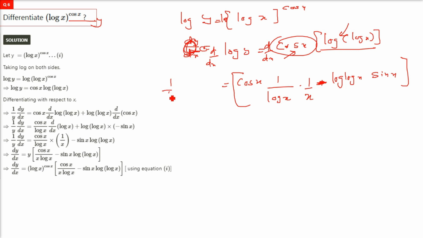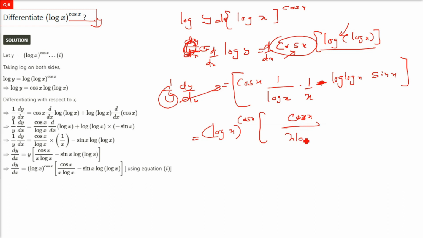1 by y dy by dx it will be. Y will go here. So let me write final. Y is log x to the power cos x. Then we have this as cos x divided by x log x minus sin x, you can bring in front. Why is it so? Because it is seen like log x sin x, as if sin x is included in the log. No, sin x is different. And then we have log of log x. So this is your final answer.